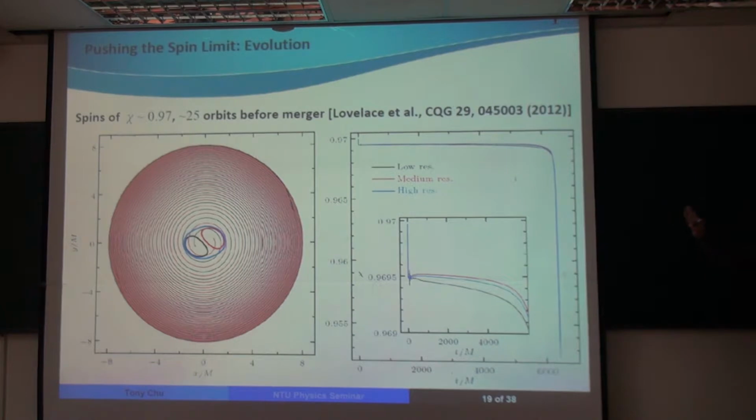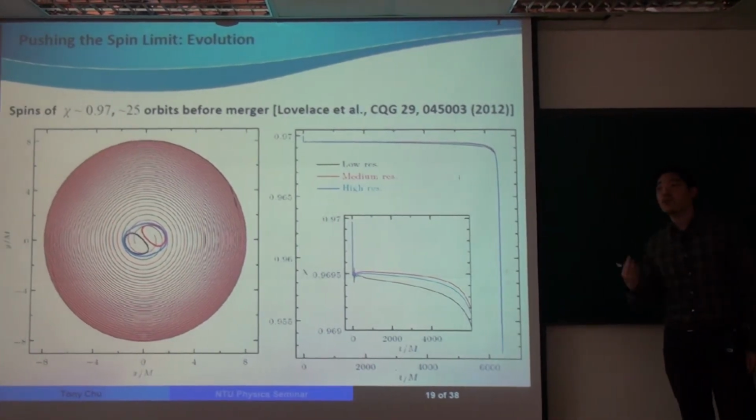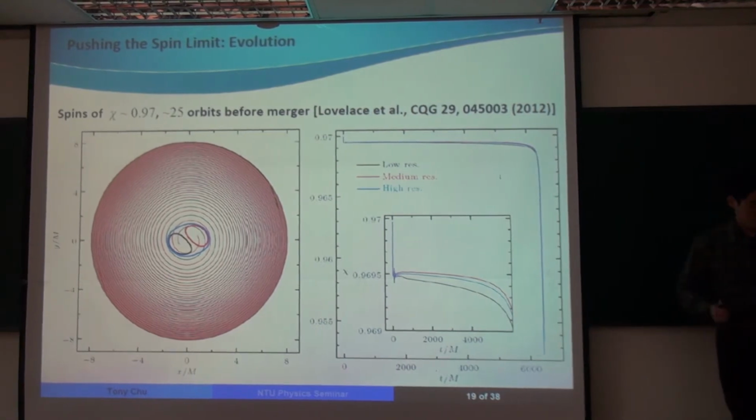At this point, though, no other numerical relativity group has actually used this method. So right now, we're the only group that's capable of getting to such high spins.